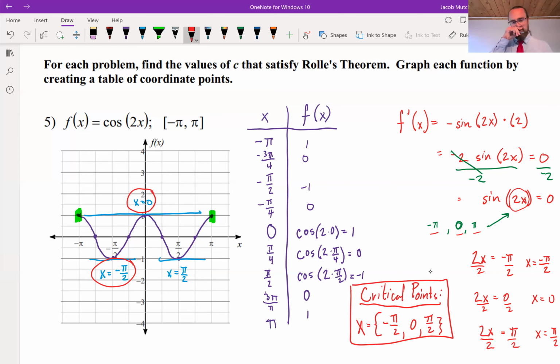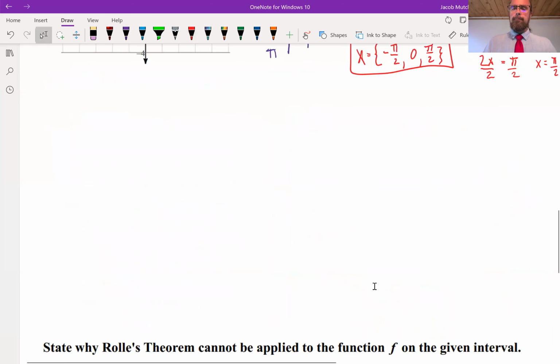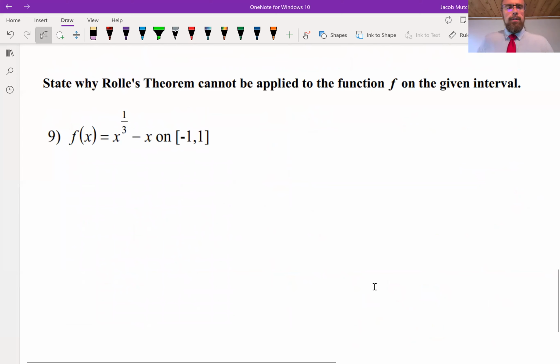Okay, so 2 examples we've looked at. One was a polynomial. This one's a trig function. In these, they actually applied Rolle's theorem. They satisfied the 3 criteria. Let's take a look at one that, from the outset, we have our doubts. Instructions here state why Rolle's theorem cannot be applied to the function f on the given interval.